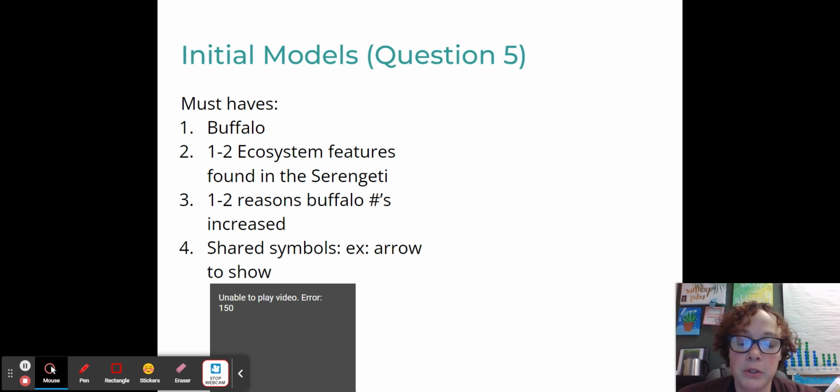As we drew some models, we got some really good ideas of some initial thoughts of why the buffalo population may be increasing. Now, I'm not going to give away the thoughts of the classmates because, if you happen to be doing this lesson for the first time, I want you to be thinking about and coming up with some ideas of your own.